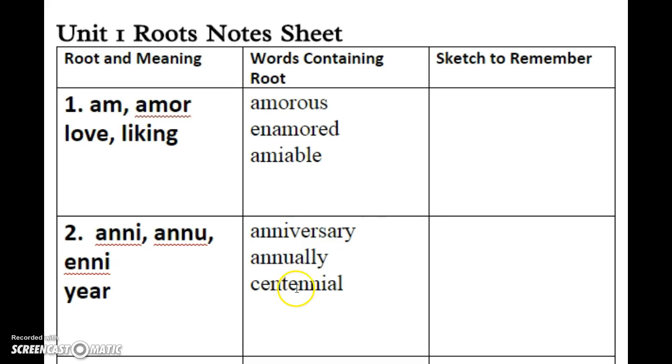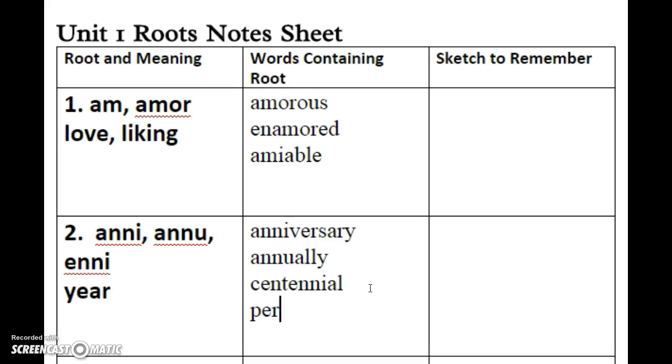Now I'm looking at that e-n-n-i form of the root. Centennial means every 100 years. C-e-n-t is a root that means 100, like a century. You could have a bicentennial, that means 200 years. Bi is a prefix that means 2.